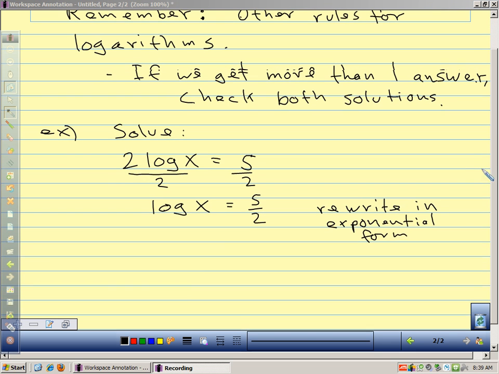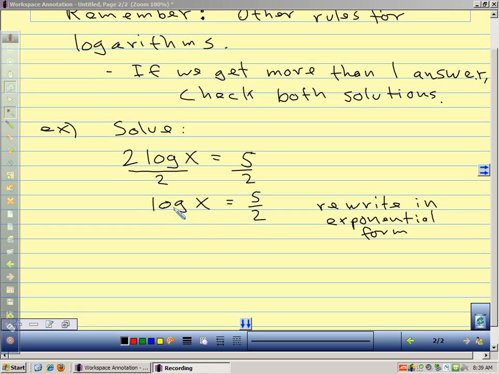So to rewrite this in exponential form, log, when it doesn't tell us a base, we're assuming it's base 10. So this tells me that 10 to the 5/2 equals x. So we're rewriting in exponential form. And if we plug that into our calculator, we get x is approximately, if we want a decimal, 316.228.